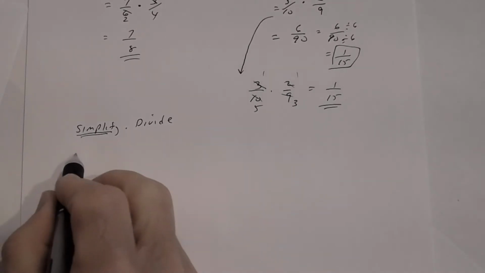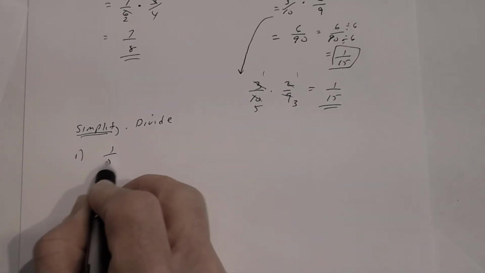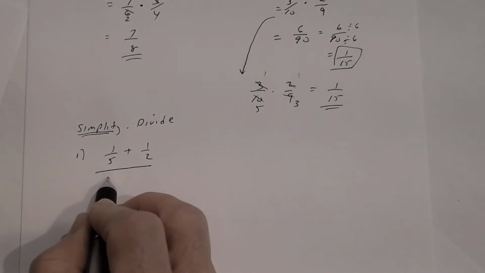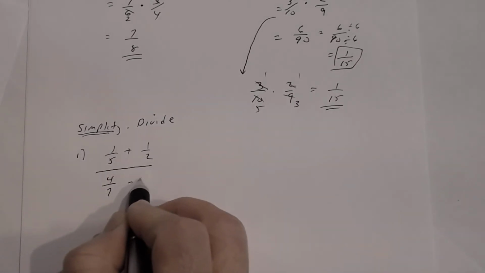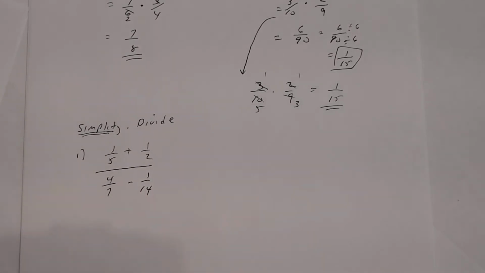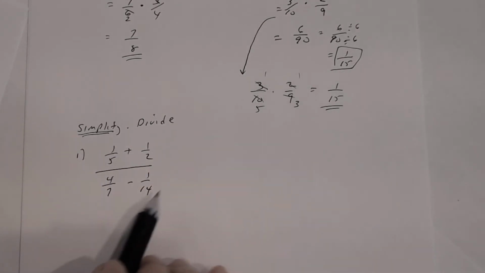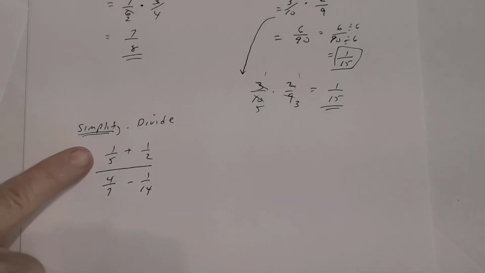All right, number one. So we have 1/5 plus 1/2 divided by 4/7 minus 1/14. All right, so notice this is a complex fraction. The numerator contains one or more fractions. The denominator contains one or more fractions. And it doesn't have to be that both numerator and denominator contain fractions. It could just be one or the other. So the first thing you got to do is this now.